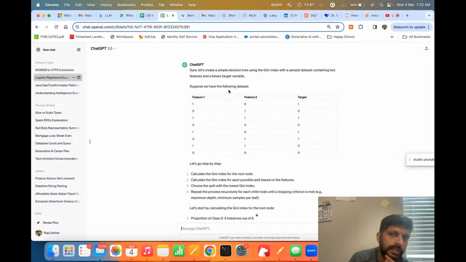So that means if you pick up feature 1 equal to 1, it is 1 1 1 0. So three ones and one zero on one side, three zeros and one one on the other side, right?